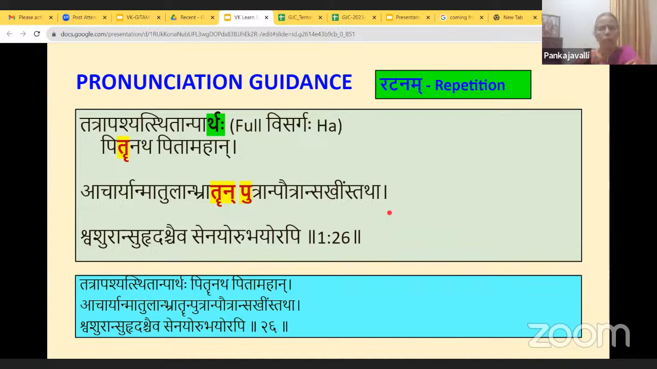Anybody who has got Tamil or Malayalam as their mother tongue, can they recite? Anybody can lift a hand? Yes, ma'am. Yeah, recite.